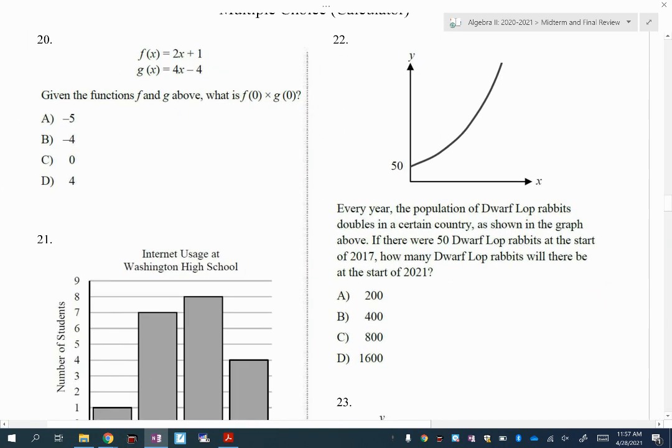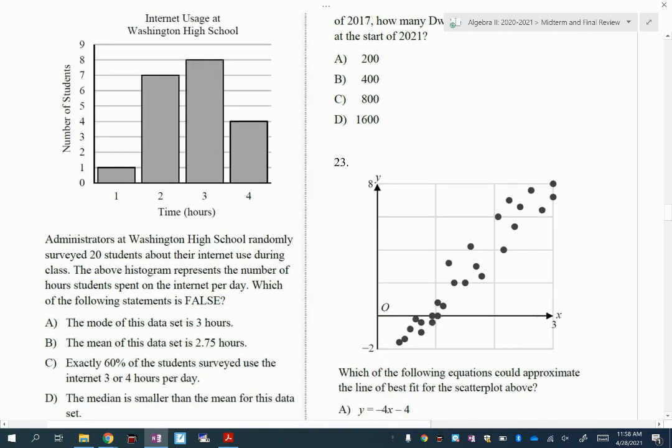Number 20. Given functions f and g, what is f of 0 times g of 0? Well, let's find f of 0. We're plugging in 0 for x. So that's going to be 0 times 2 is 0, plus 1 is 1. And g of 0 is 4 times 0 minus 4, which is going to be negative 4. So when you multiply those together, you get negative 4. Boom, done. Nice work.